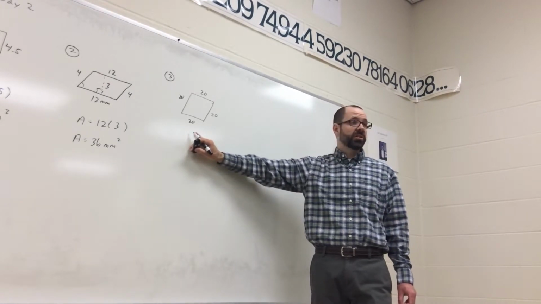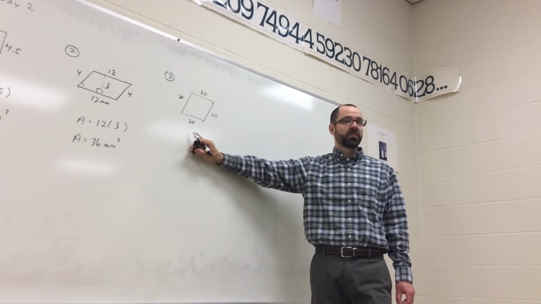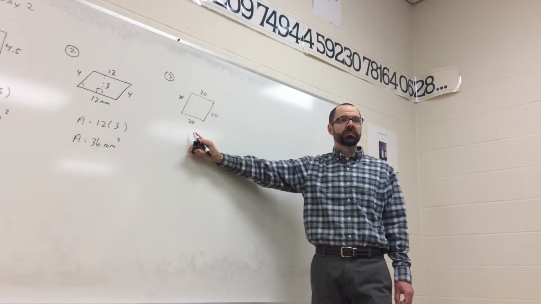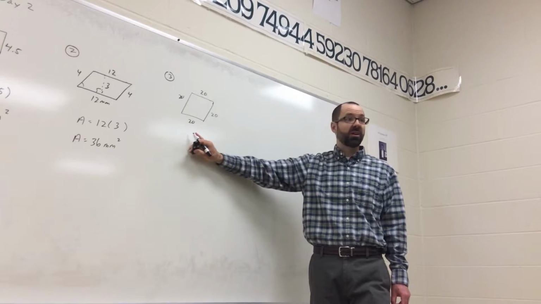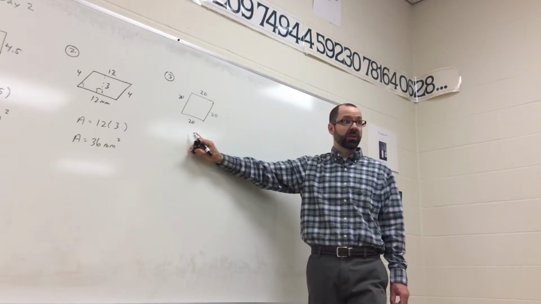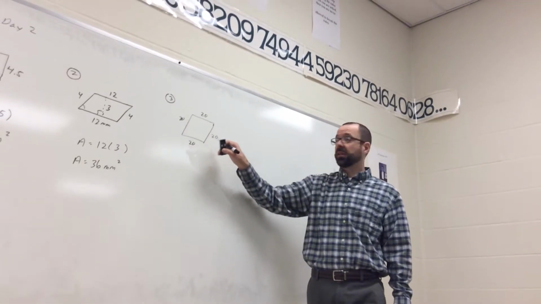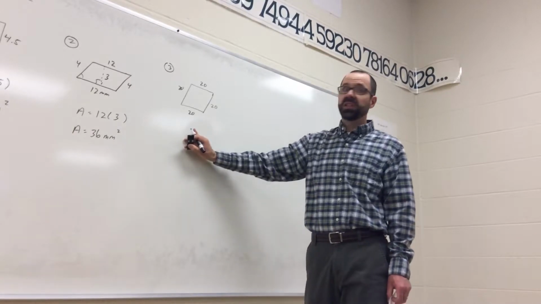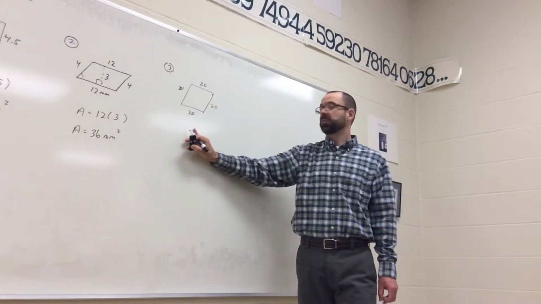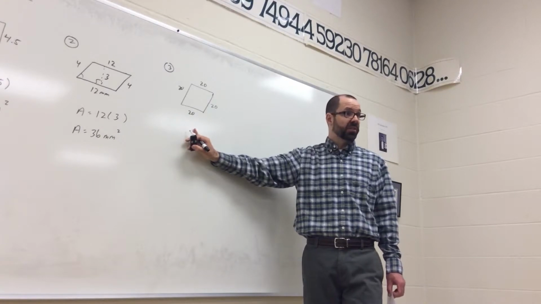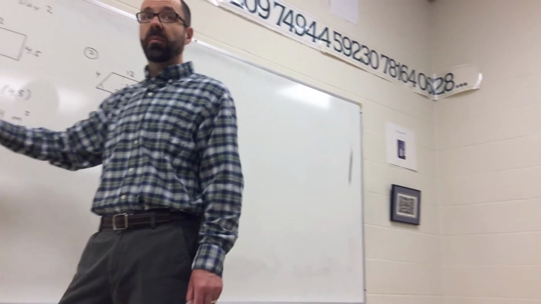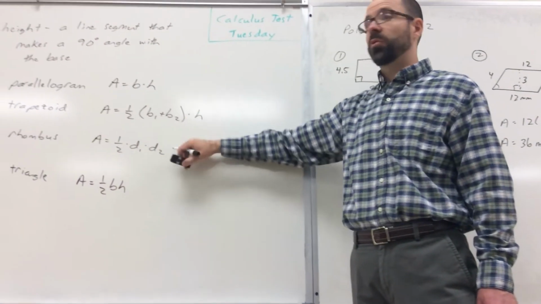Okay, what kind of a figure is this? Yes? It is a parallelogram because it has two pair of opposite sides that are congruent. This side is the same as that side, and this side is the same as that side, so it's a parallelogram. So we could do base times height for the area. Yeah, it's also a rhombus because it has 4 equal sides. So we could do the formula for the area of a rhombus. So on this figure, both of these formulas would work.